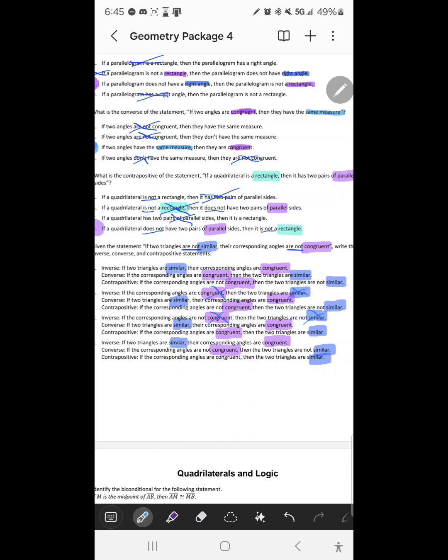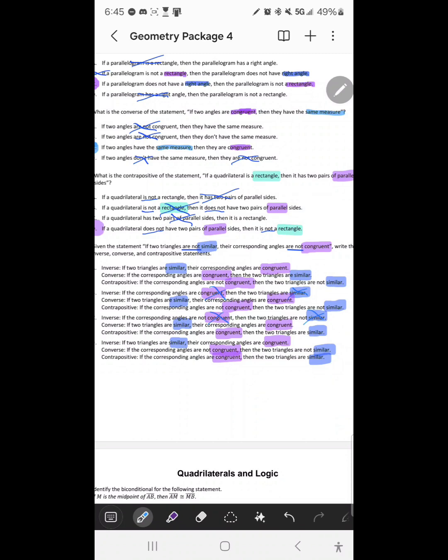Converse is opposite, so congruent, similar, okay. And here in this one, congruent, similar. Either way, the contrapositive is also flipped, so it has to be congruent, similar. We have it here, and we have it at the end. So we're fine with that.